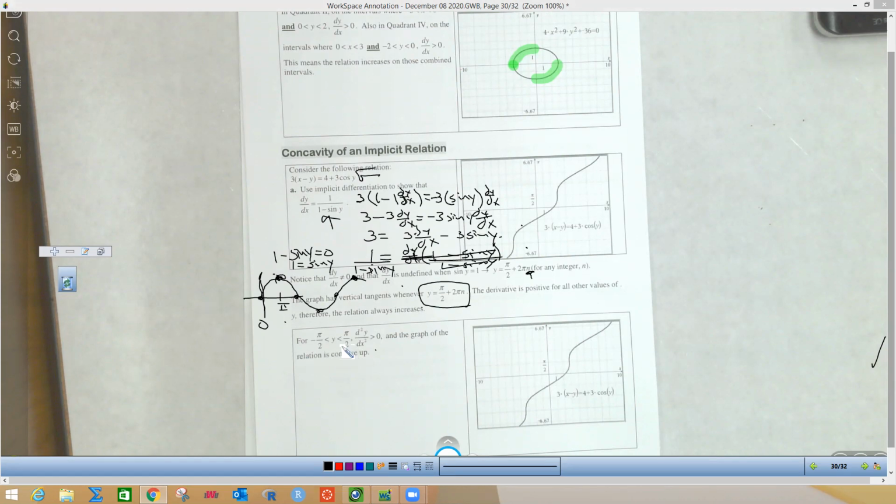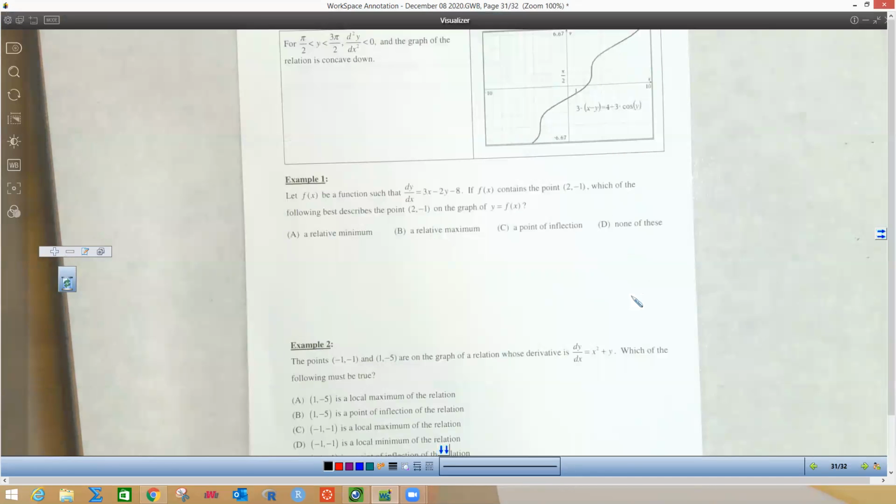So this says for negative pi over 2 to pi over 2, for y, we're talking y values now. So we are talking about from right here up to right here. It says the second derivative is greater than 0, which means concave up. So I hope you can see that's concave up in that little span right there. And then going on to the next part on the same graph, it says that this graph is concave down. That says second derivative less than 0 on this interval.